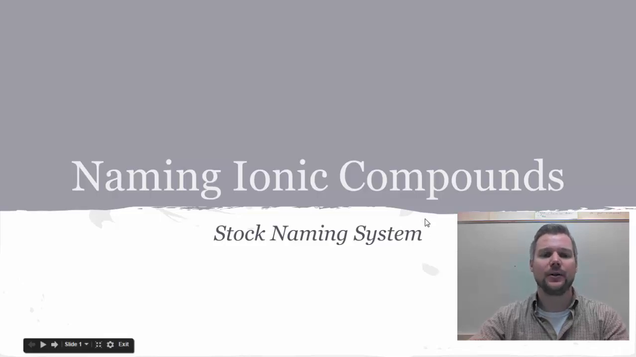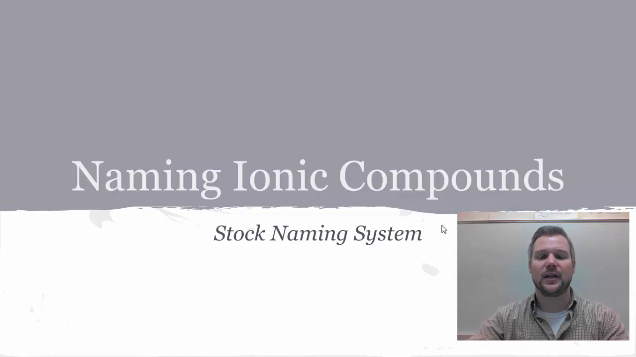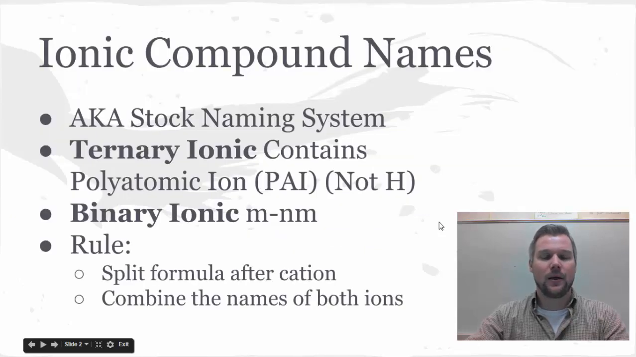Okay, welcome back. Today we're going to look at naming ionic compounds, which is also called the stock naming system. So I refer to this as ionic naming or stock naming. The plan for naming ionic compounds is to first identify when you need to use this stock or ionic naming system. And there's two basic ways to do that.